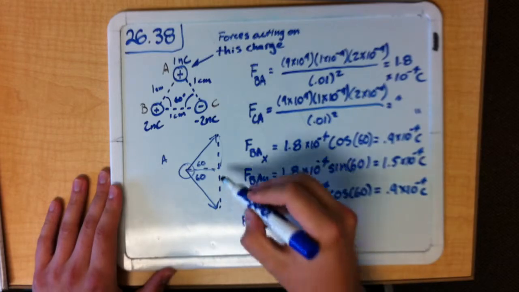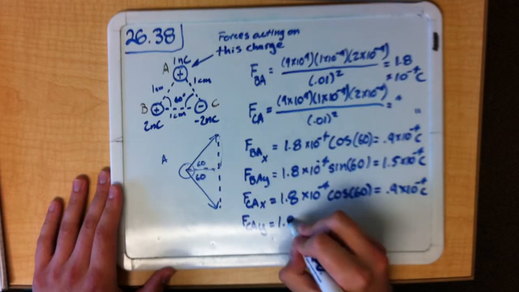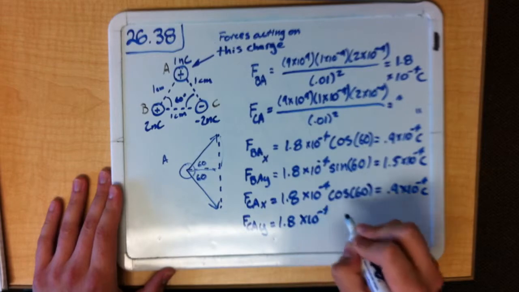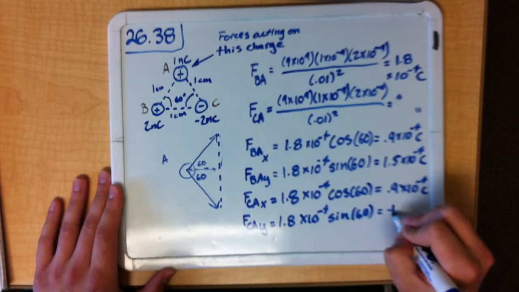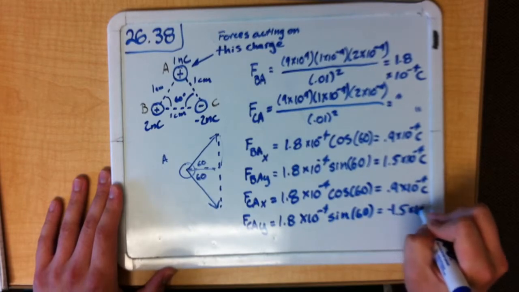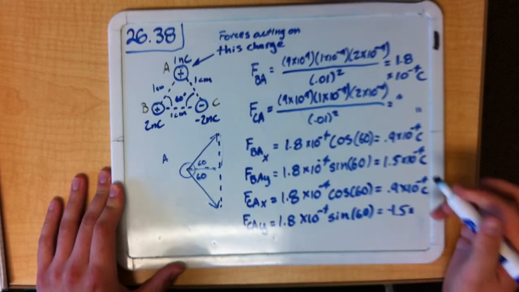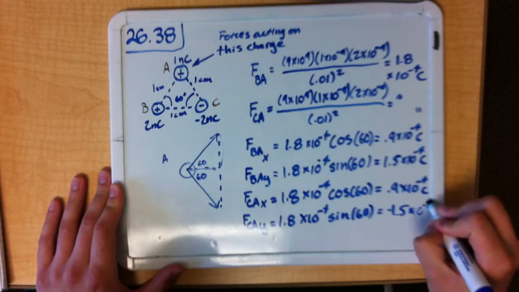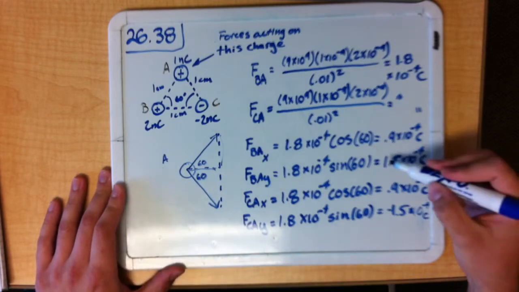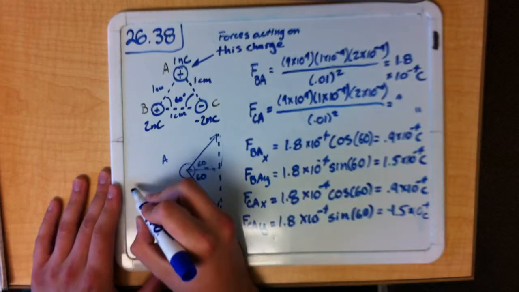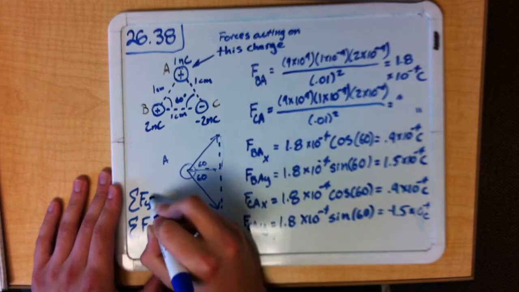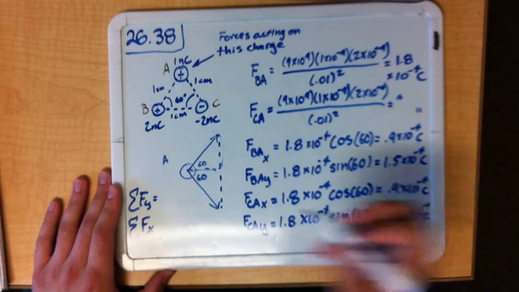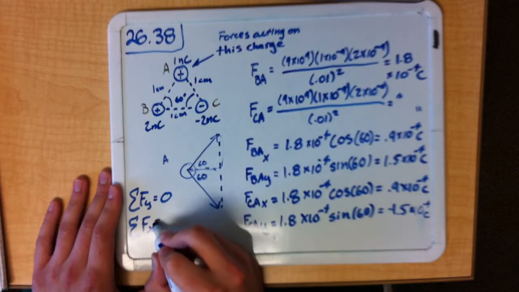And then now we come to the y, where it's negative. We're just going to put 1.8 times 10 to the negative 4th sine 60, and that's going to be a negative 1.5 times 10 to the negative 4th. So as you see, these two cancel out, and then we're going to do a summation of the forces in the y, and then the summation of the forces in the x. For the forces in the y, you add the 2 up, and that equals 0. So there's going to be no upward component.